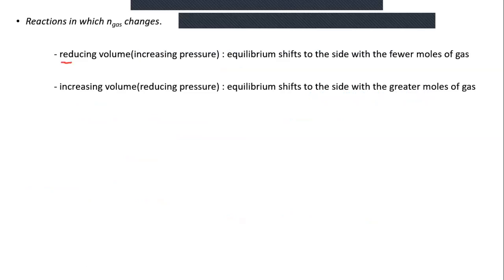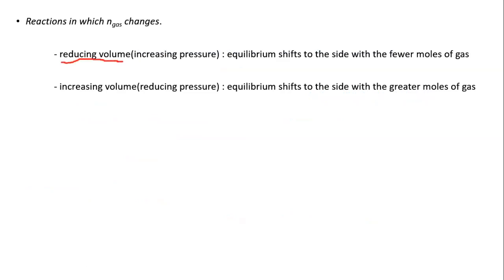So with reactions in which the moles of gas change, we have the following. We can reduce the volume or increase the pressure, either one. And equilibrium shifts to the side with fewer moles of gas. So if you reduce the volume or increase the pressure, it's going to shift to the side with fewer moles of gas. That makes sense because now there's less volume. So you want to pick the side that has less moles of gas.